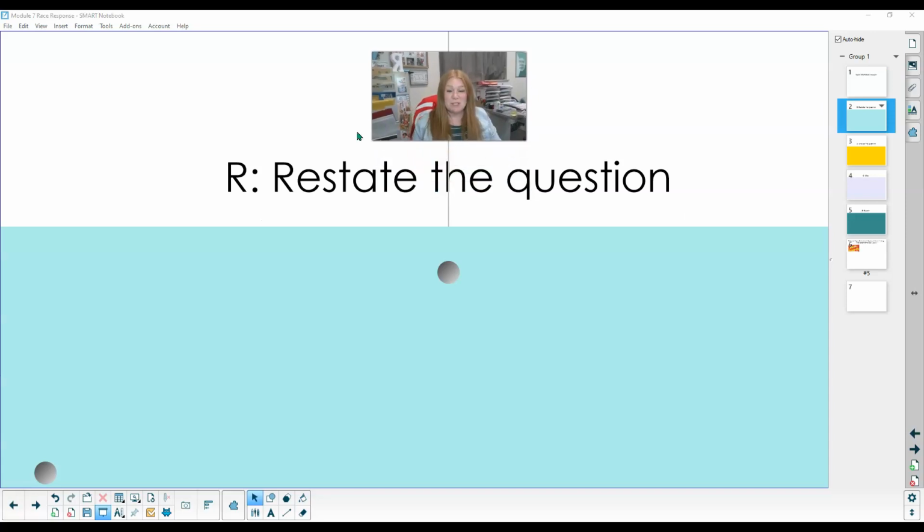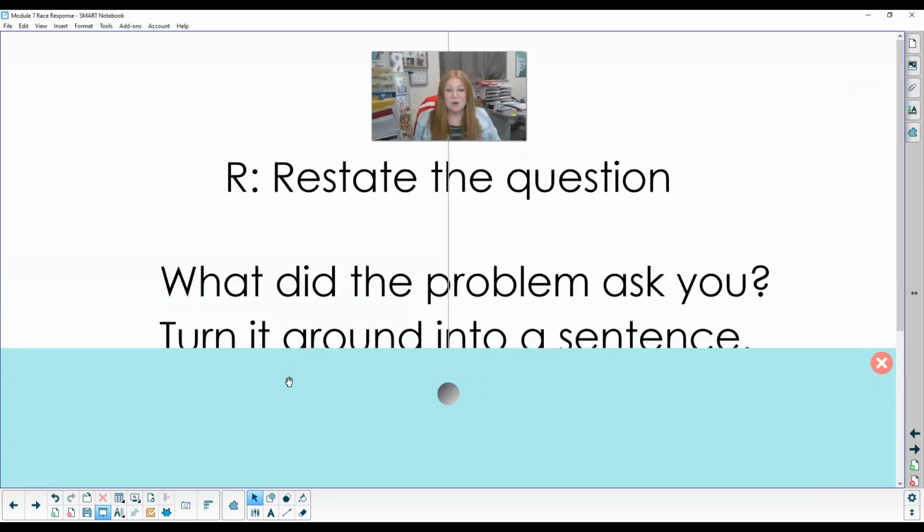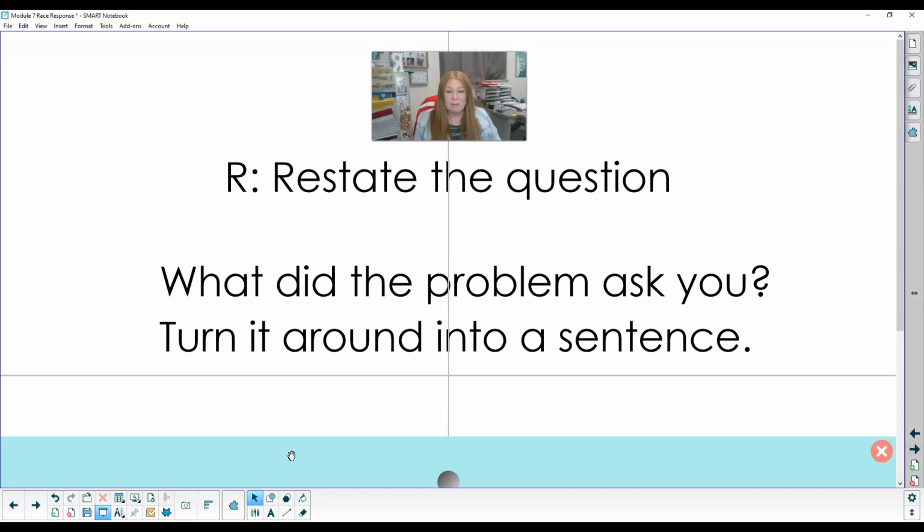So the first thing we want to do is restate the question. What did the problem ask you? And we want to just flip it around to a sentence. So we want to know what percent is yellow. So I'll just flip it around: the percent of yellow Starburst is. So I can do the R and the A in one sentence.